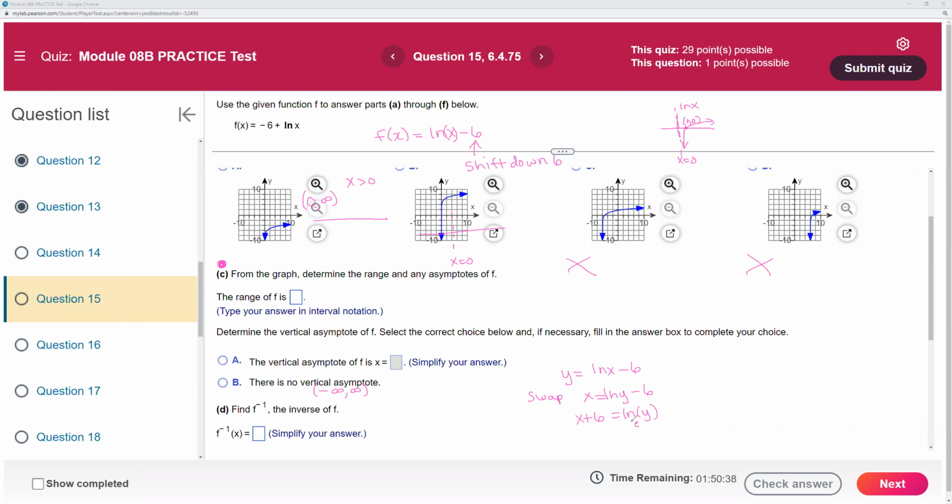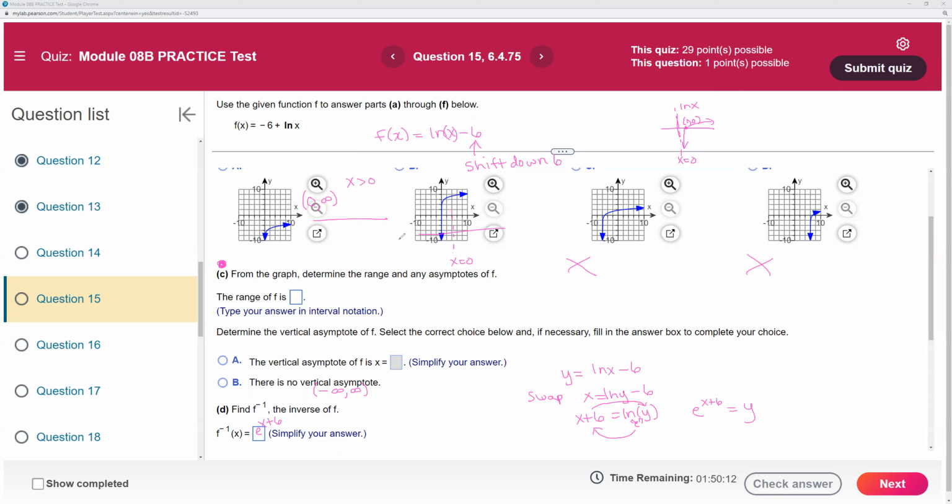So remember, natural log has a base of e hidden here. To convert this to exponential form, which is what the inverse of logarithms is, we do base to the answer on the other side, that's our exponent, equals the argument. So e to the x plus 6 equals y. So since y is f inverse, we're going to just write e to the x plus 6.